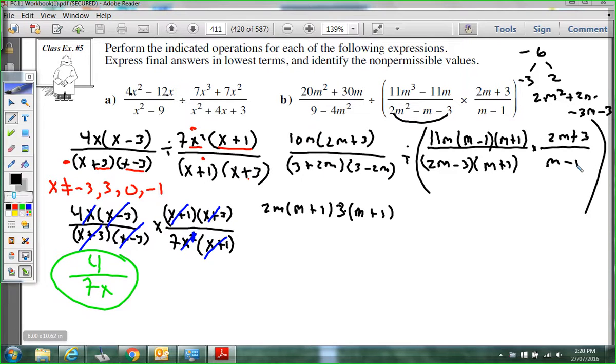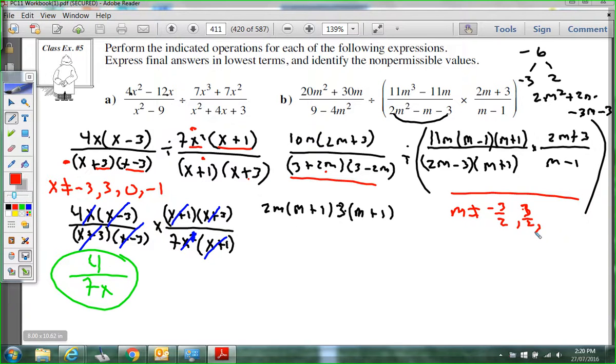Okay, so we need to get our non-permissibles right now from here and this whole group here, the whole thing. If we go from the left, that's going to be subtract the 3, divide the 2, so negative 3 halves. So m can't be negative 3 halves, or positive 3 halves.